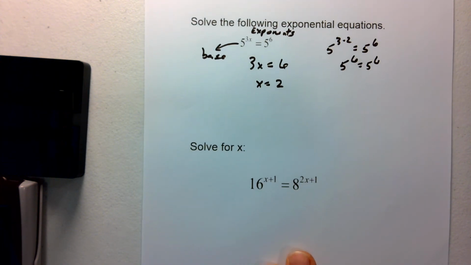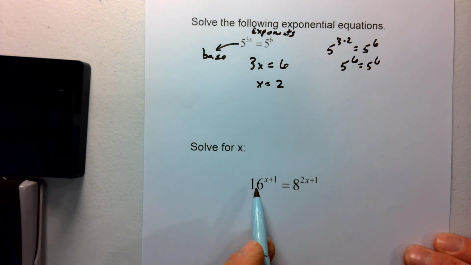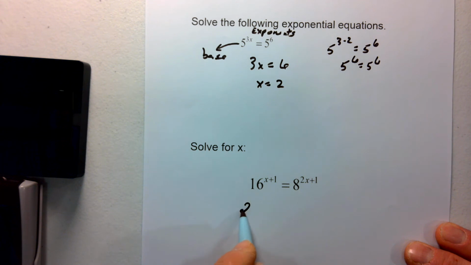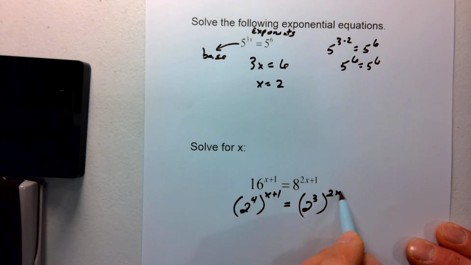Well, what happens if we don't have a common base? 16 and 8. Well, 16 and 8, definitely not common, not the same. But can we make them into a common base? So what do we know about 16 and 8 and their bases? So we can change 16. So we know 16 is 2 to the 4th. So 2 to the 4th to the x plus 1. We also know that 8 has a base of 2. 2 to the 3rd is 8, isn't it?